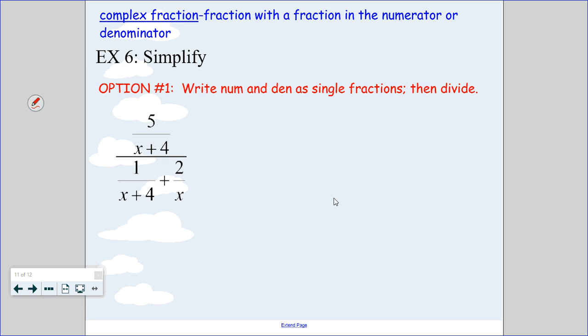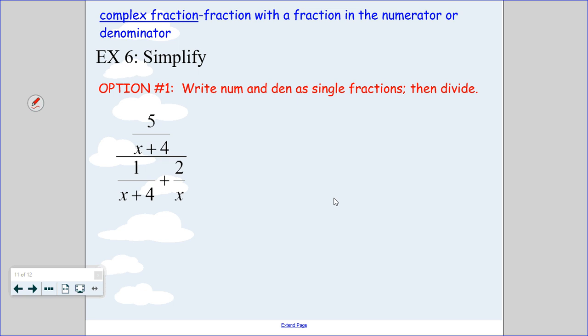This one is already a single fraction. The denominator right here, you would have to do what we did yesterday, where you combine them: you find the common denominator, and then add them together to get a single fraction. That option is in your book, and you can read through that. If you want me to show you that at another time, I can.